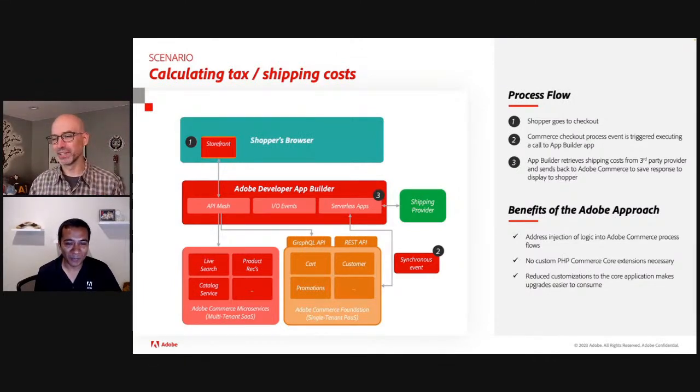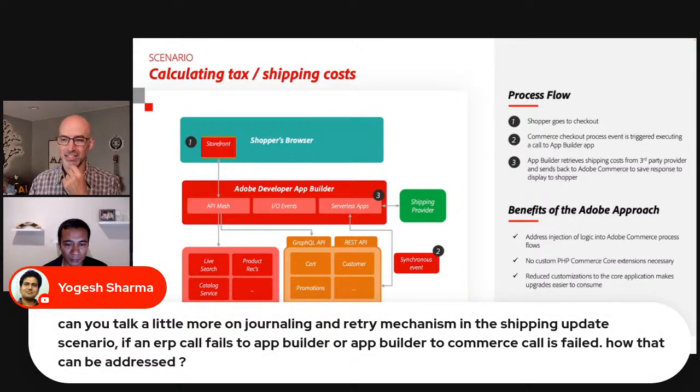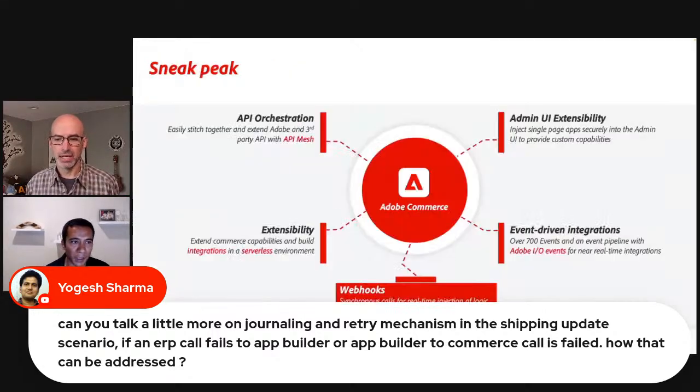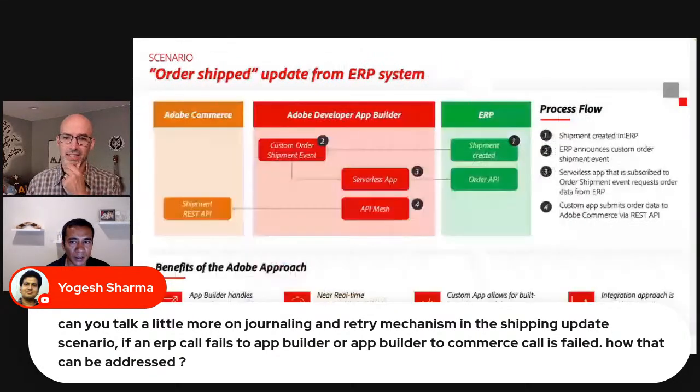All good. So one of the questions we had, which is, I think, pretty relevant to what you were talking about, certainly on events and such. Can we talk a little bit more on journaling and the retry mechanism in the shipping update scenario? Actually, maybe go back to that slide. On the shipping update. Yeah, there you go. So, if an ERP call to App Builder or an App Builder to Commerce call fails, how can that be addressed?